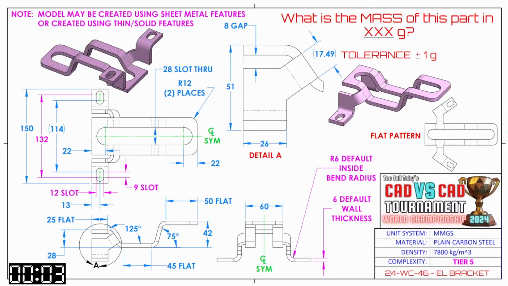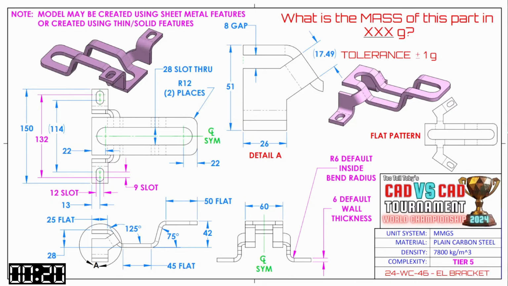What is the mass of this part in XXX grams? Tolerance is plus or minus 1 gram. The default inside bend radius is 6. The default wall thickness is 6. MMGS, plain carbon steel. Tom, how would you go about modeling a part like this?